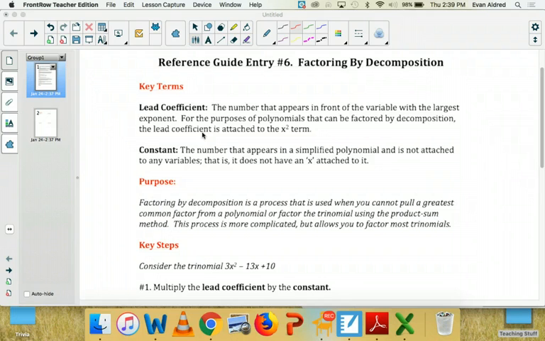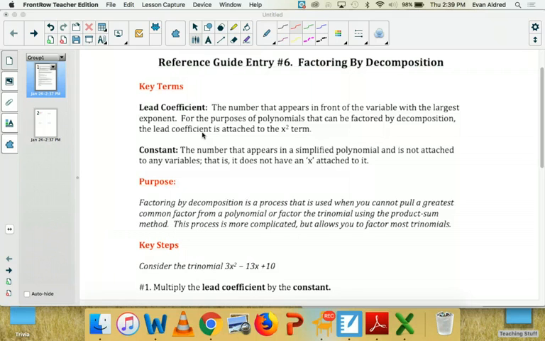If there is no GCF for the expression that you're factoring, you then try to use product sum. If you can't use product sum, which was the topic of our last reference guide, then you would use decomposition. This is the third and final way we're going to look at factoring in this course, and this method of factoring is a little more complicated than some of the earlier methods, but this will allow you to factor expressions that have a lead coefficient.